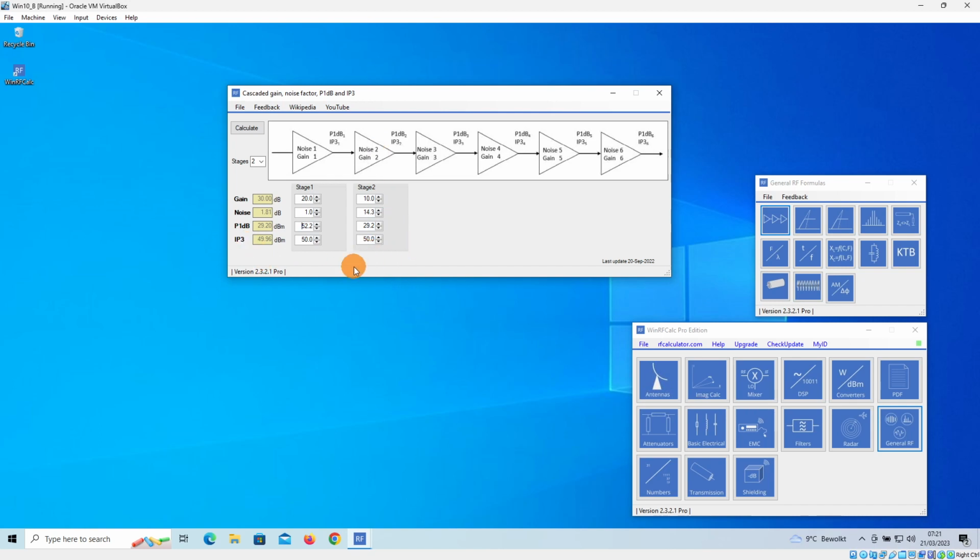Well, the same applies, of course, to the IP3. So if this IP3 is going to be very low, let's reduce it. You see there is an influence on this one. If we go up, you see that if this is a very good amplifier with a very high IP3, the overall performance is limited by stage number 2.